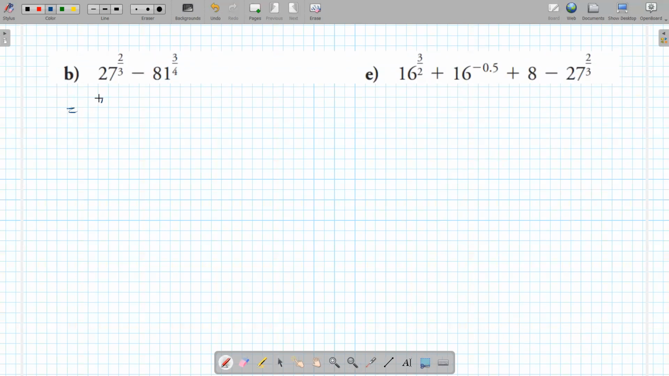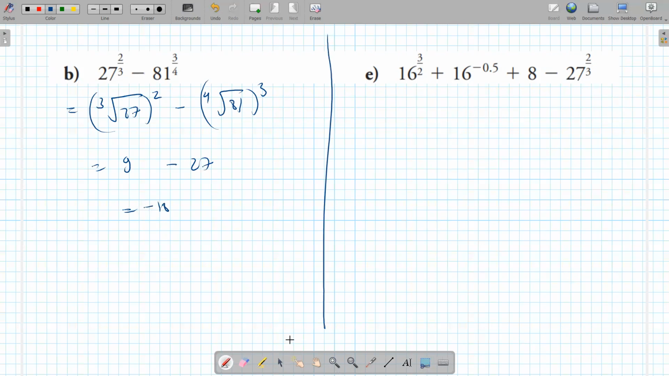Same idea here, right? We shouldn't even waste any time with this. This is the cube root of 27 squared, the 4th root of 81 cubed. That's 9, that's 27. The answer is negative 18. You don't even need anything here. What about E? What do we do with that first term there?